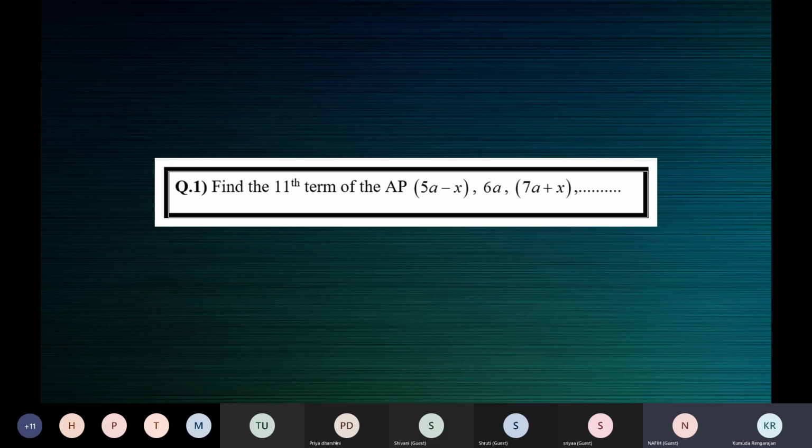A plus 9x. What is the common difference? A plus x. The common difference is a plus x. And the 11th term is 15a plus 9x. Correct.